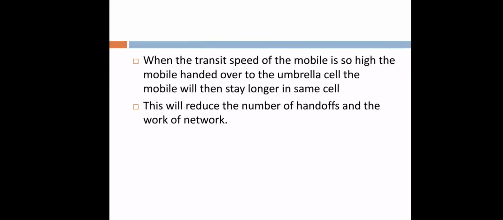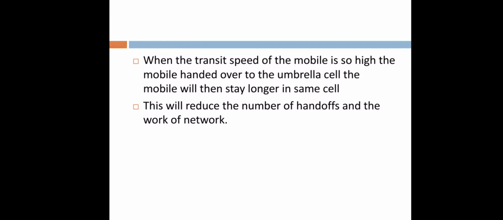When the transit speed of the mobile is so high, the mobile is handed over to the umbrella cell, and the mobile will then stay longer in the same cell. This will reduce the number of handoffs and the work of the network. Suppose macro cells are there and our subscriber changes from one cell to another cell; many handoffs are required. So the best way is to use the umbrella cell, which covers more microcells.